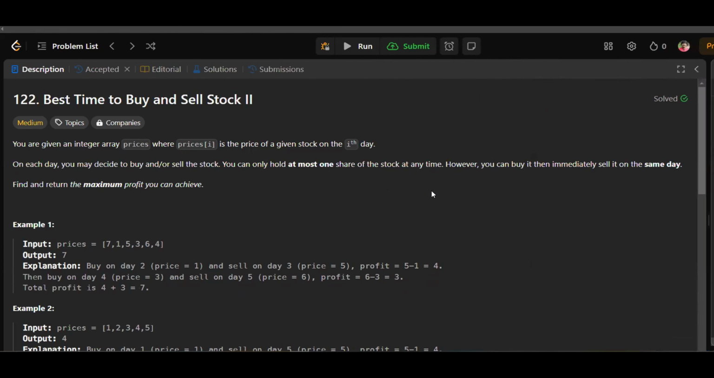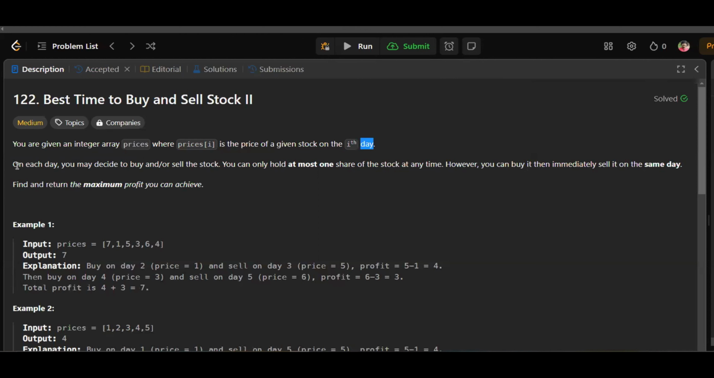Hello everyone. Welcome to the solution of LeetCode problem 122 named Best Time to Buy and Sell Stock 2. In this problem, we are given an integer array named prices where each of the elements is the price of a given stock on a particular day.